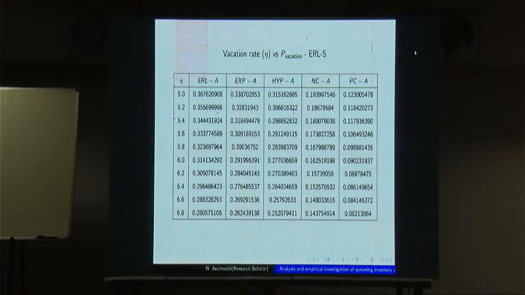Combining all arrival terms, like Erlang arrival, exponential arrival, hyper exponential arrival, negative correlation arrival, and positive correlation arrival, all are decreasing. The probability of vacation is also decreasing, but Erlang arrival is slowly decreasing, while positive correlation is decreasing fastest.